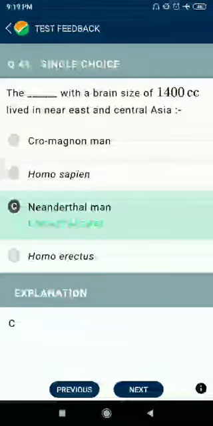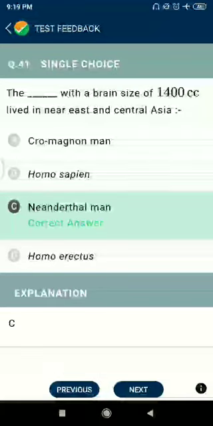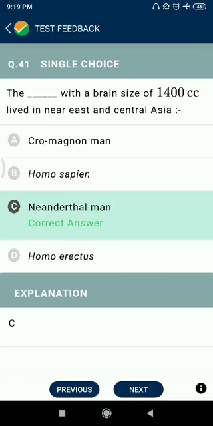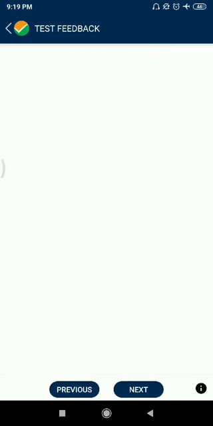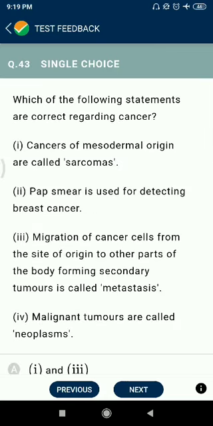Question number 41. The Neanderthal man with a brain size of 1400 cc lived in Near East and Central Asia. Question number 42. Which one of the following pairs of gases are the major cause of greenhouse effect? CO2 and N2O.